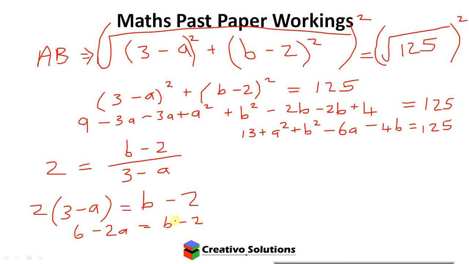Right, so I can solve for an equation for b. Just take the minus 2 to the other side. So 6 plus 2 is 4. No, 6 plus 2 is 8. Minus 2a equals b. There we go. Now I have an expression for b using basic arithmetic.